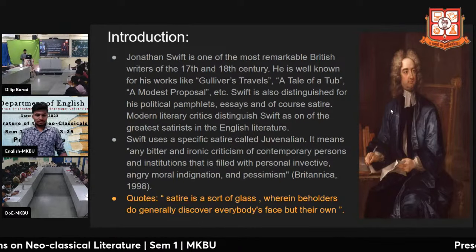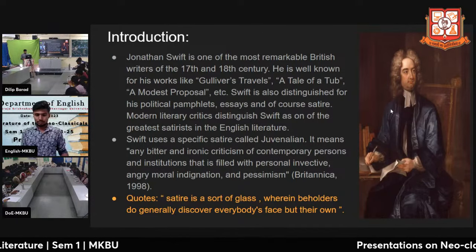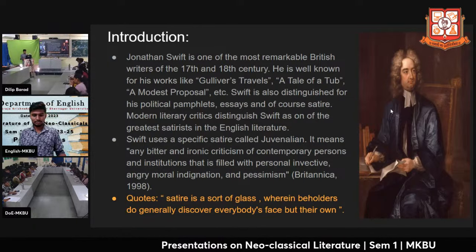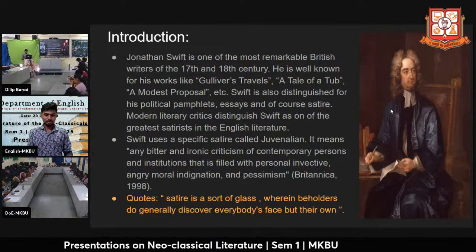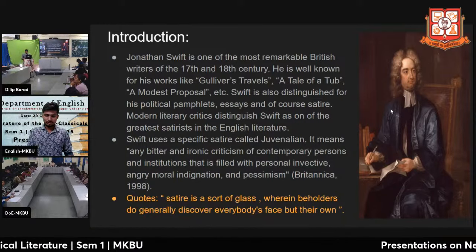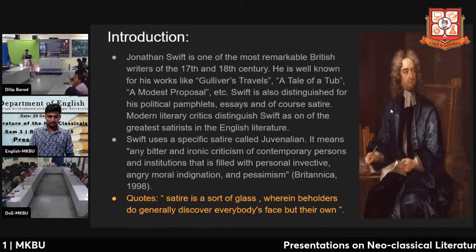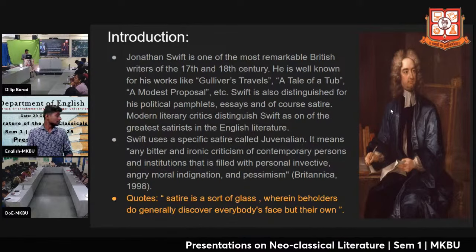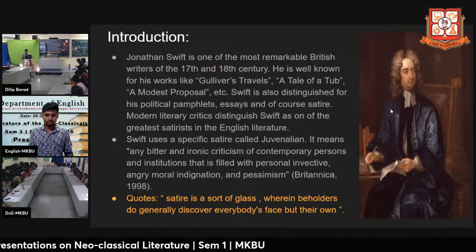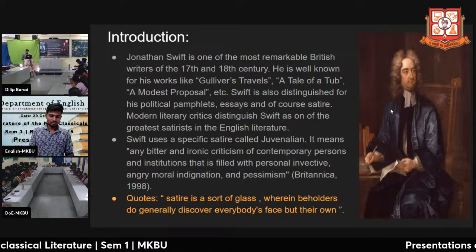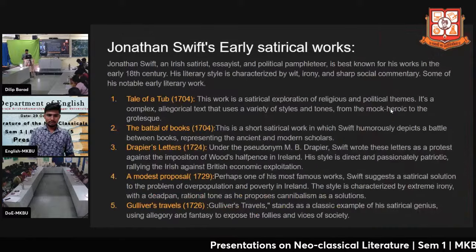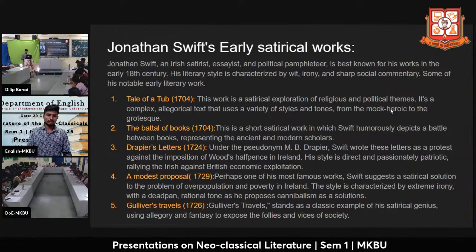Swift uses a specific satire called Juvenalian. It means any bitter and ironic criticism of contemporary persons and institutions that are filled with personal invective, angry moral indignation and pessimism. Jonathan Swift's famous quote: satire is a sort of glass wherein beholders do generally discover everybody's face but their own.